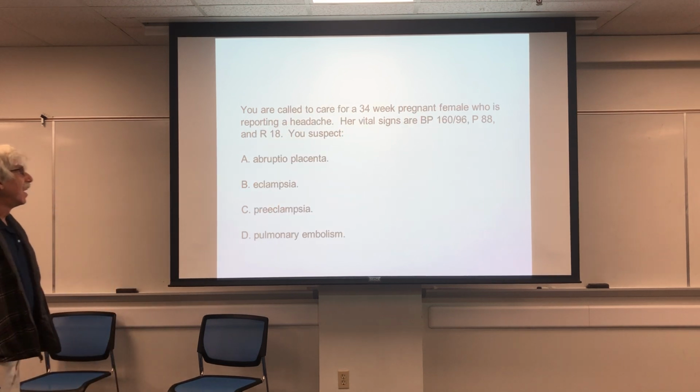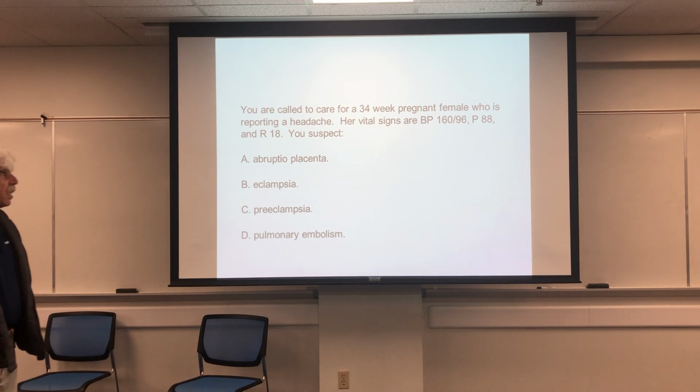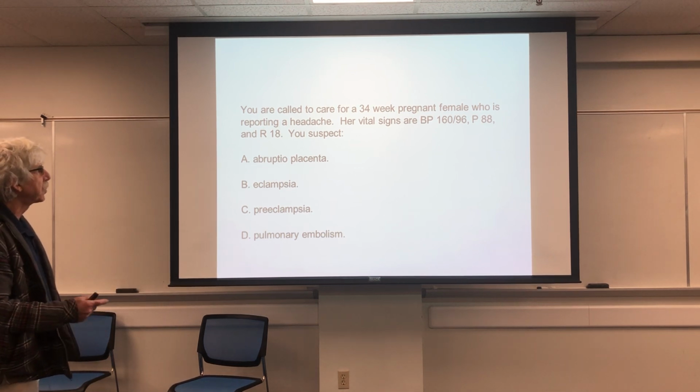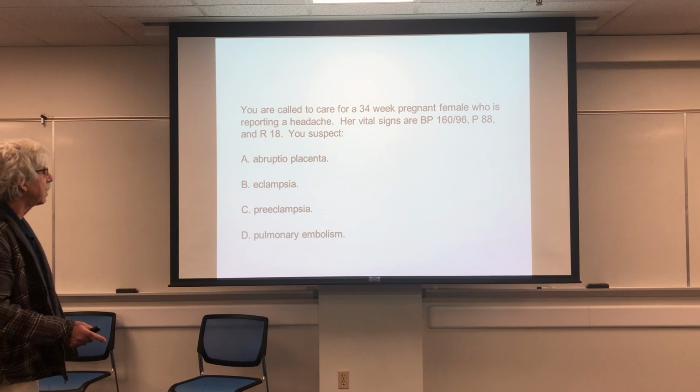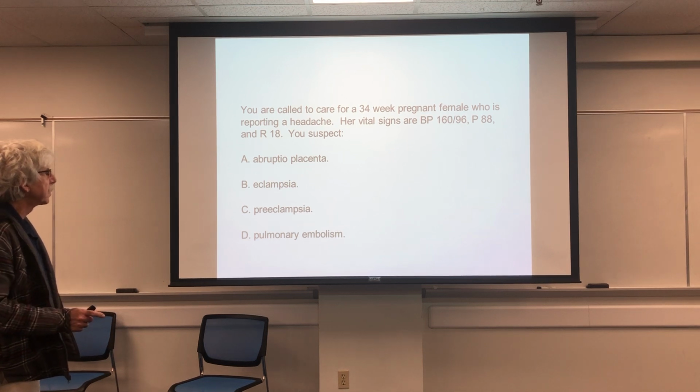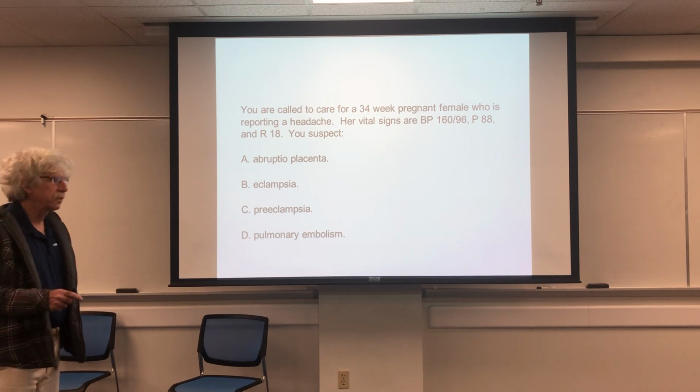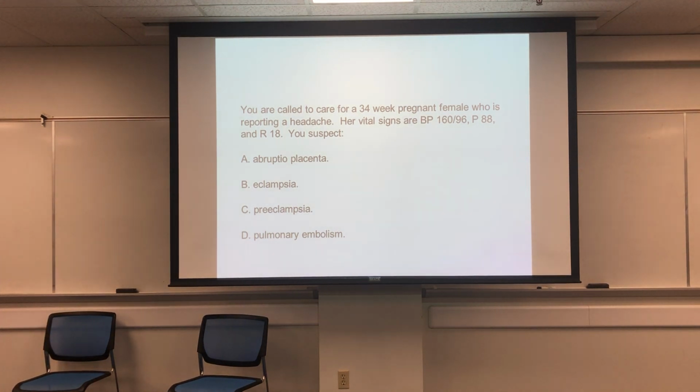Poor you. All right, 34-week gestation female, headache, blood pressure 160 over 96, pulse 88, respirations 18. What is this? So far, nobody got it. It is C.